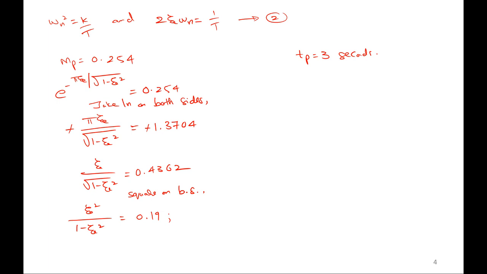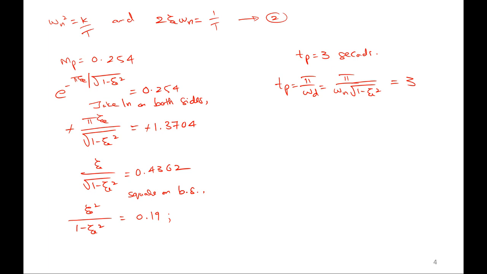I will continue further. Before that, let me check what we get here. Tp is equal to pi by omega d, we know this. And omega d is nothing but omega n into under root of 1 minus z square, and that is equal to 3. So from this we can calculate z. Later on we will substitute z and calculate omega n. First we will proceed with this.